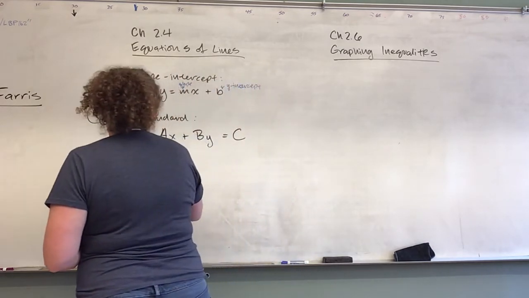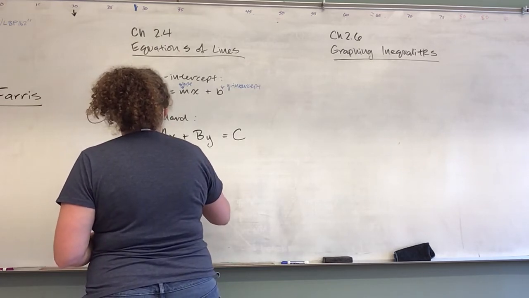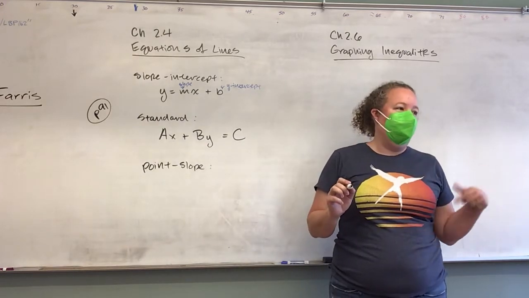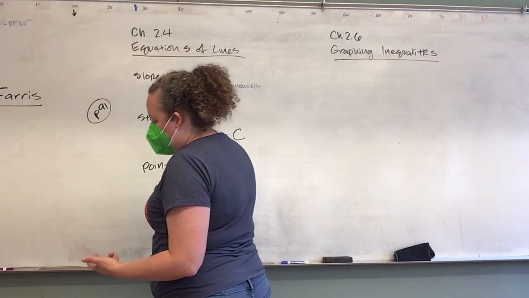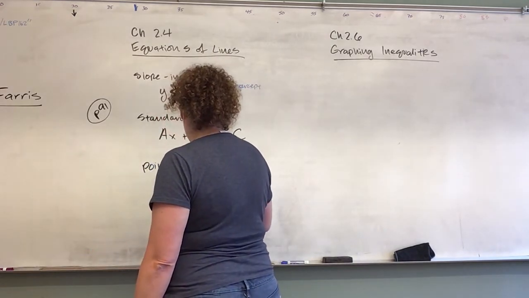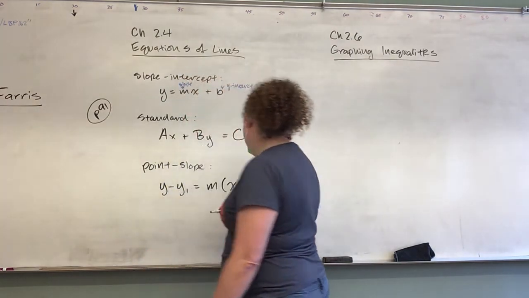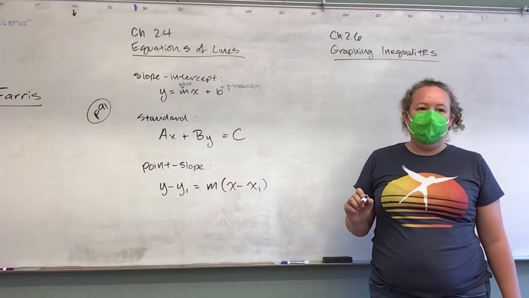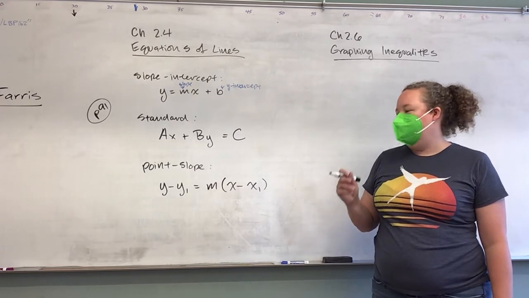That's right. So we could have point slope. And so that's if we know the slope of a line and we know one of the points on the line, then we can write the equation of the line. And that is going to be y minus y1 equals m times x minus x1.